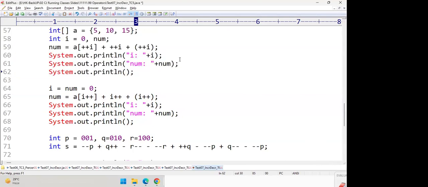At home, you find the output first. Type the question in your system and check the output. Check whether your output and the JVM output are the same or not. If not the same, then tomorrow we will discuss. If the same, no need to discuss.